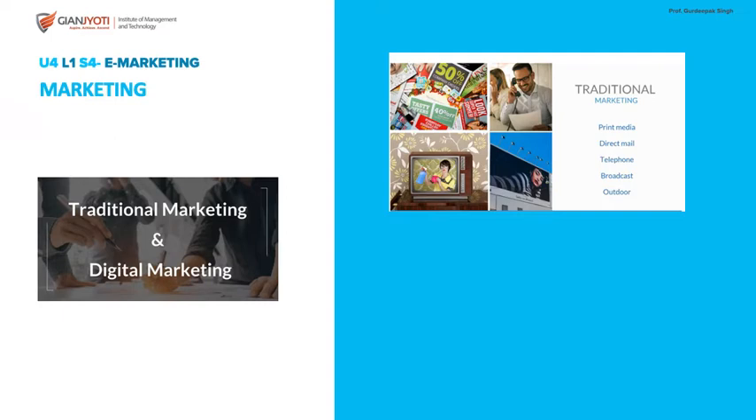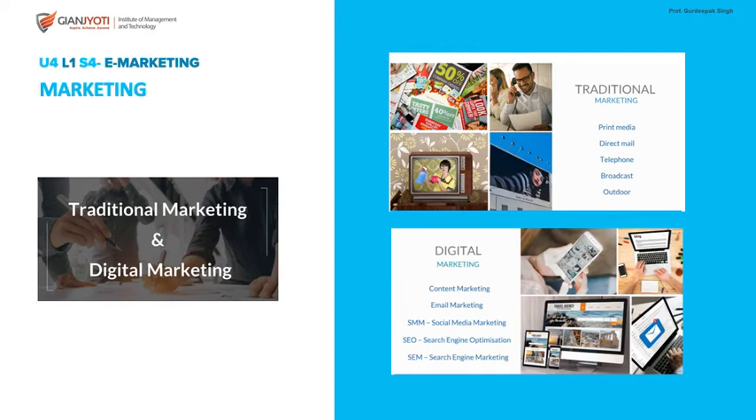When we talk about traditional marketing, we talk about print media, mail, the telephone, broadcast like on the radio or on the television. Then we talk about outdoor, your hoardings, which you see as billboards. All this is traditional marketing. In digital marketing, using the internet you can do content marketing, email marketing, social media marketing, search engine optimization, which is also a form of digital marketing, and search engine marketing, SEM.